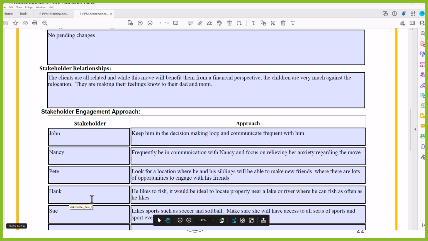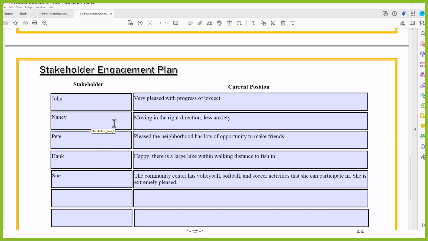Hank is an outdoors person. He likes to fish. Maybe we can locate property that would be near a lake or a river. And then Sue loves sports. So if we can get Sue next to a sports area, then that would certainly be an asset and help her to accept the move easier. What is John's current position?